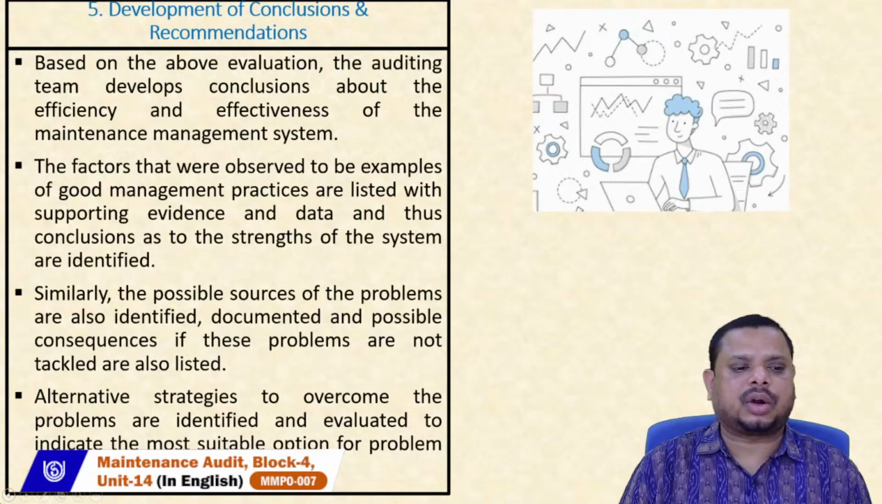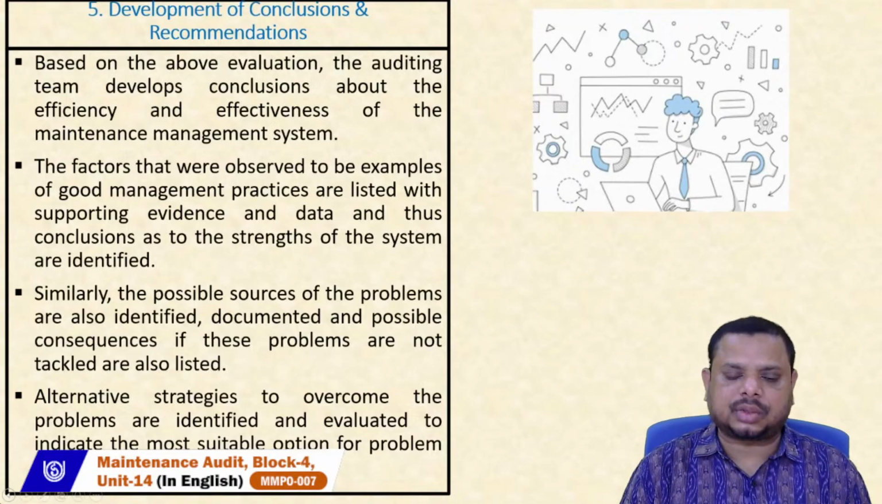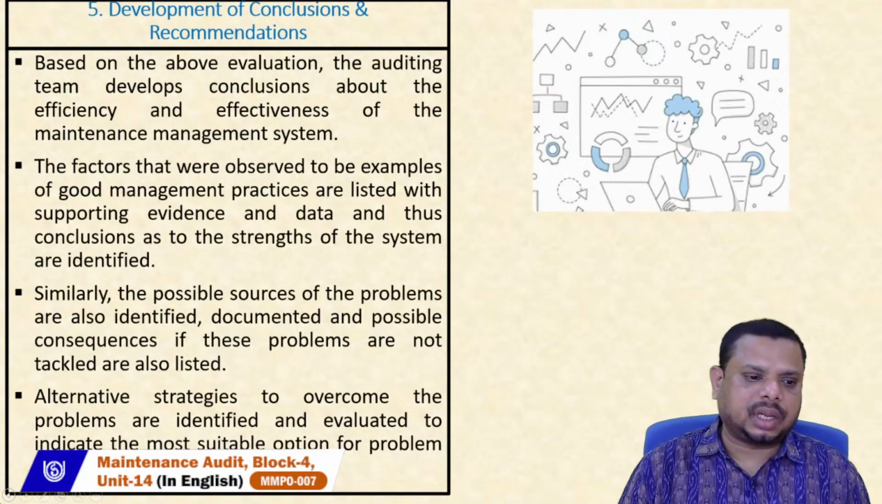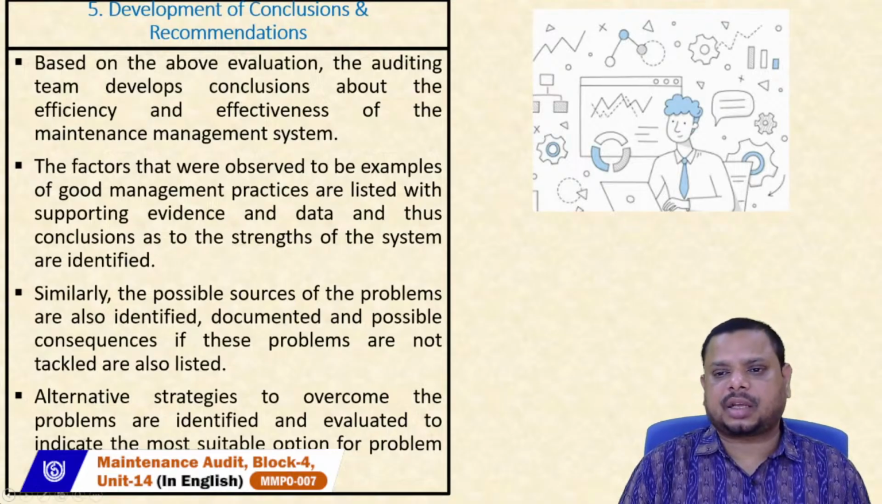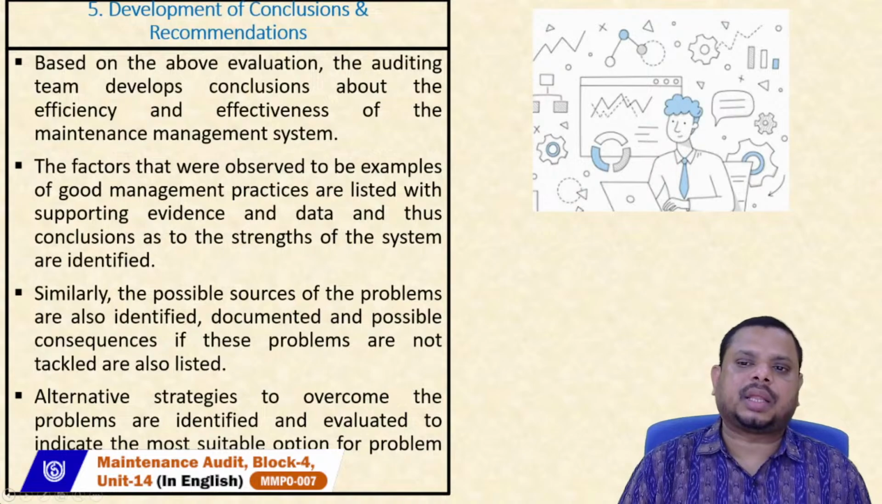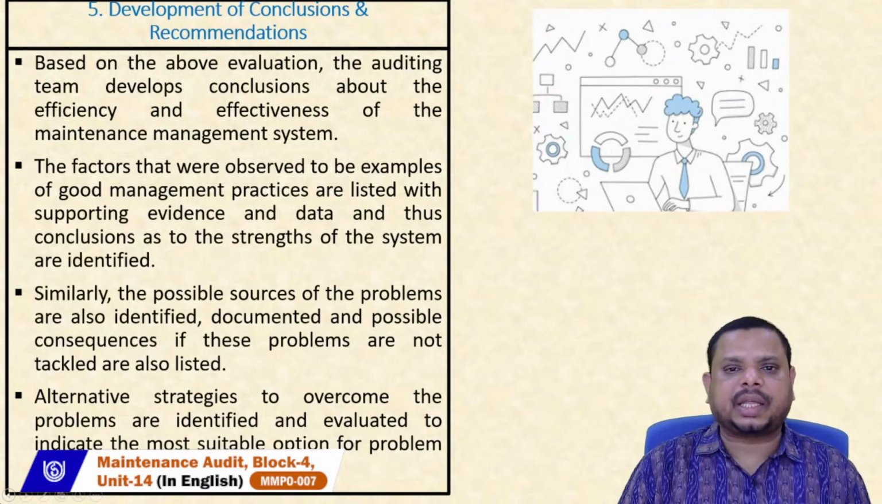They will go for the consequences with the help of evidence and data. If the problems are not tackled, the consequences are also listed. And finally, they go for alternative strategies to overcome these problems, identifying and evaluating them to indicate the most suitable option for problem solving. So the first important part is the key strengths of the maintenance management system. They will also identify the inefficiencies of the maintenance management system, and they will provide the plan of action for maintenance management systems.